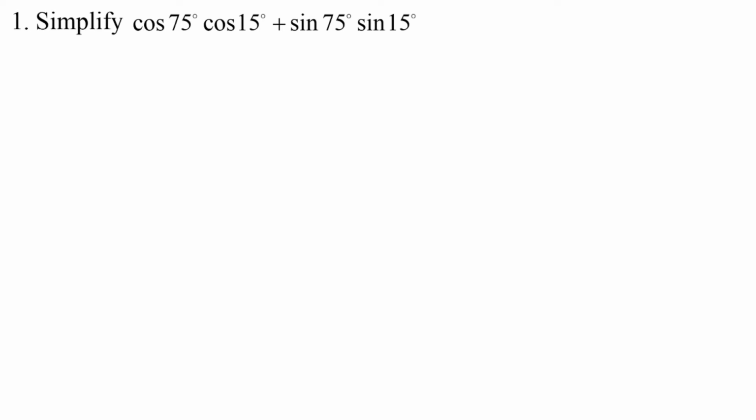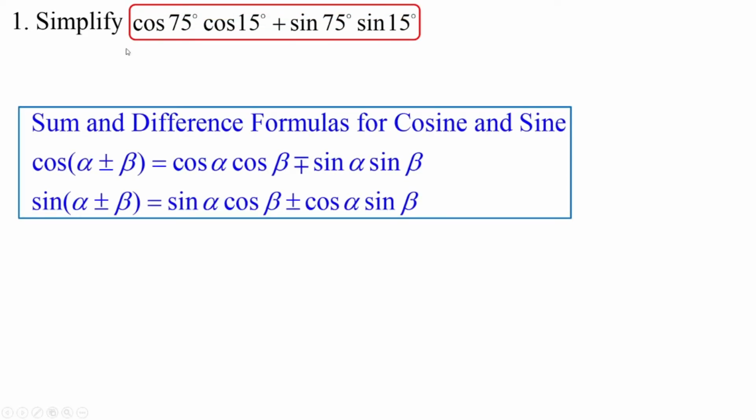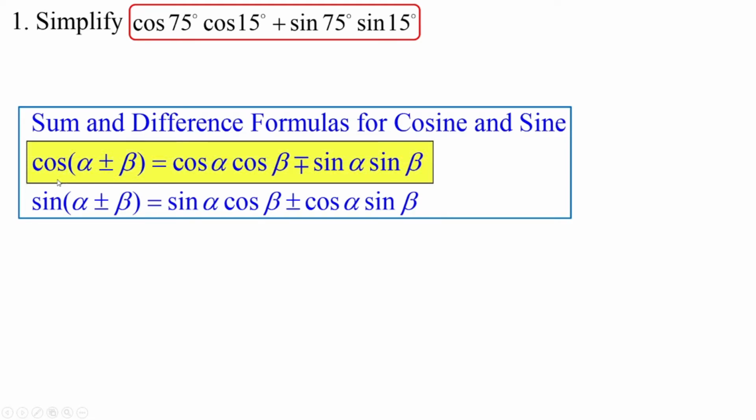Simplify cosine of 75 degrees times cosine of 15 degrees plus sine of 75 degrees times sine of 15 degrees. Well, that looks like the cosine of alpha plus or minus beta identity right there. And notice I saw the cos, so I'm thinking cosine, all right? And remember your rule: cosine of alpha times cosine of beta, this is a plus or minus, this is a minus plus. So that's really simple then.